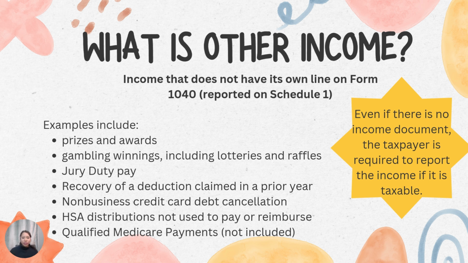So, what types of other income are actually classified as other income? Well, this is income that doesn't have its own line on Form 1040, which is your annual income tax return. And what does have lines is usually basic forms of income that you've heard about, such as retirement income, wages, interest, tips, dividends, that sort of income.